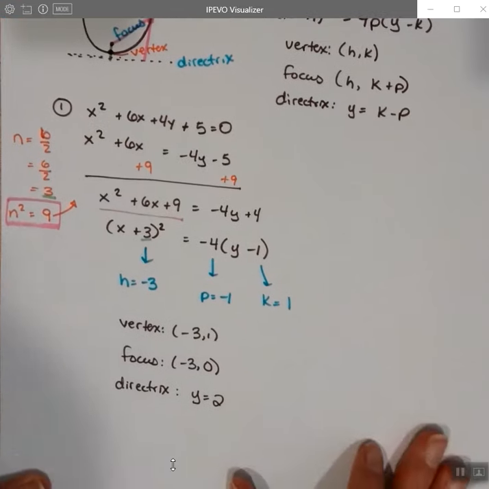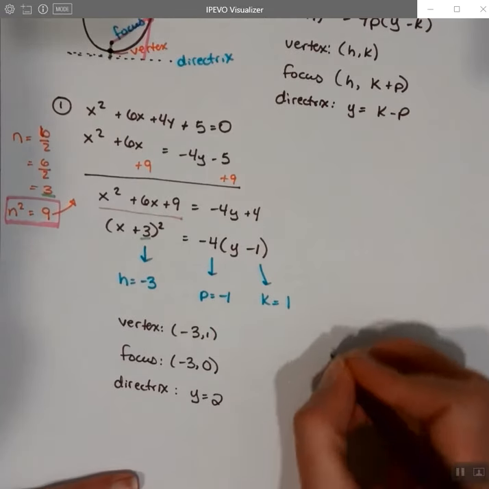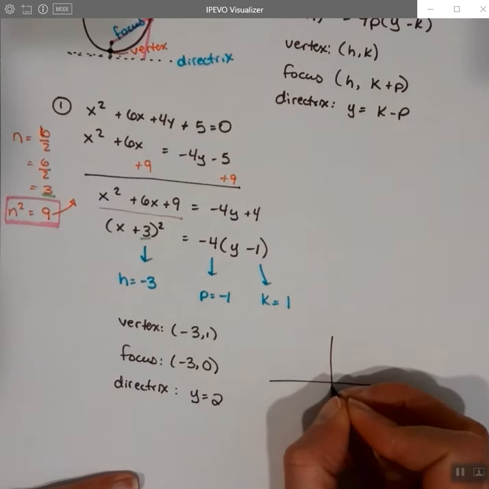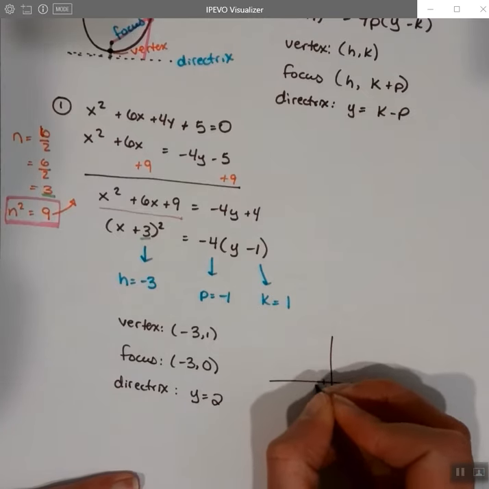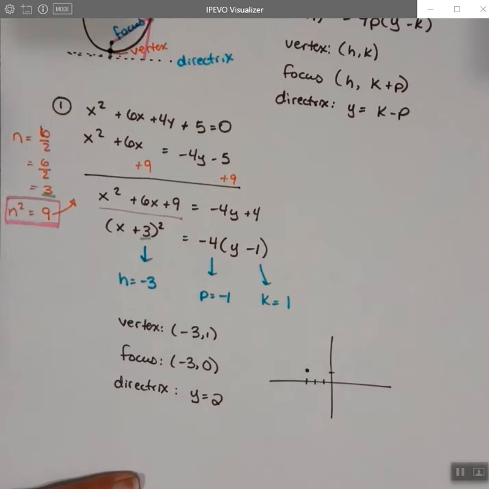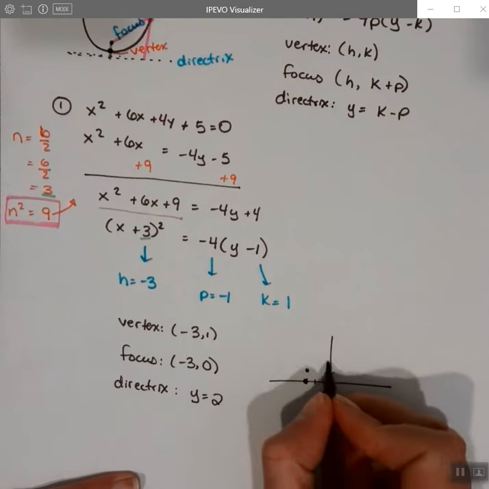Okay, so if we try drawing this, we have a vertex at -3, 1, so -3, 1. I have a focus at -3, 0, and I have a directrix at y equals 2.